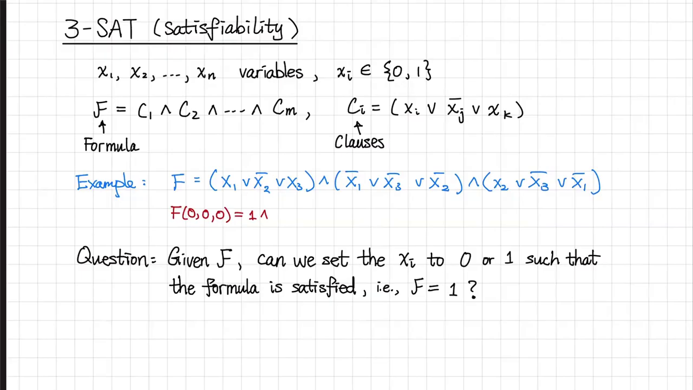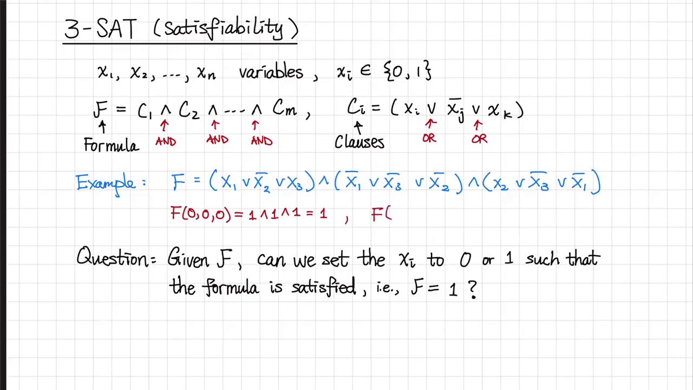It's true, right? When you negate 0, you get 1. The last one, it's also 1 because you are negating 0, and then negating the 0 gives you 1. So you have 1 and 1 and 1 that give you 1. Again, those conjunctions mean and. In the clause, you have the or relation. Okay?